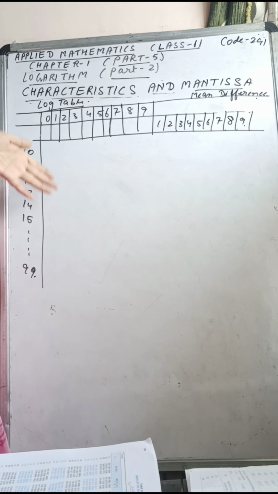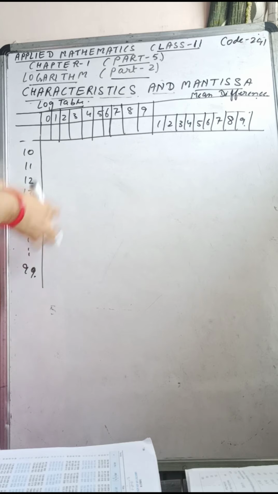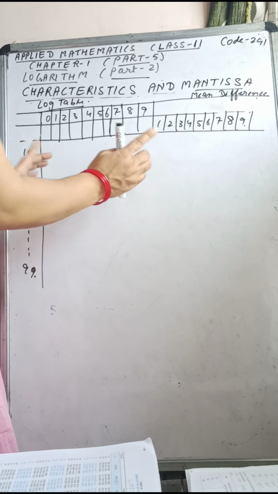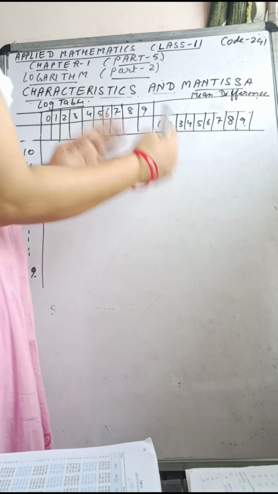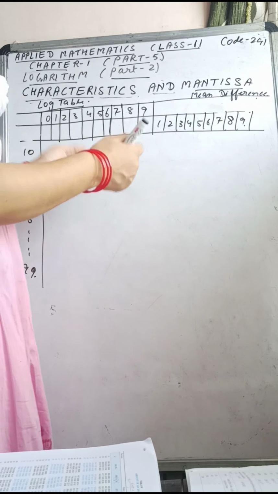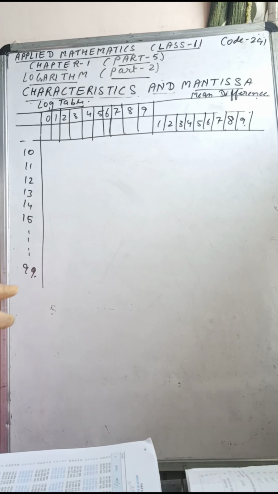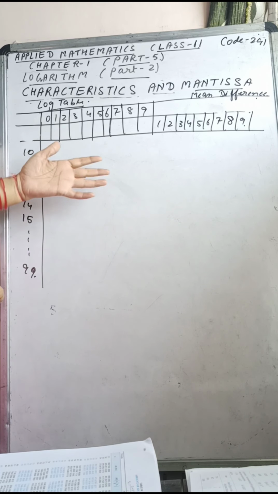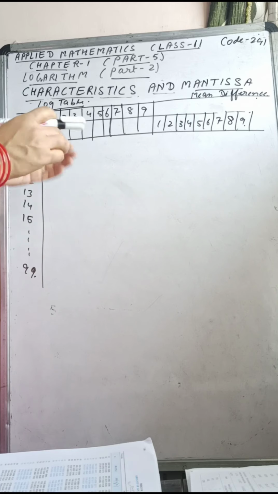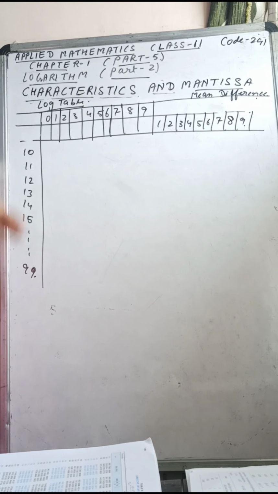Now when you see the log table, you will see that all the values from 0 to 9 are written in 4 digits, and all the values in the mean difference columns from 1 to 9 are not of 4 digits; they are either 1 or 2 digits at most. Over here it is 4 digits. Even if the value is 1, it is written 0001, I mean in 4 digits.